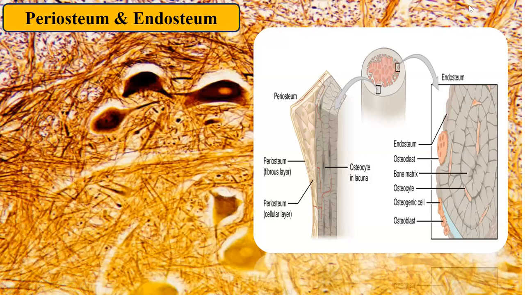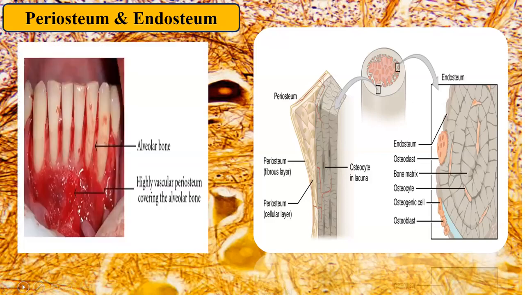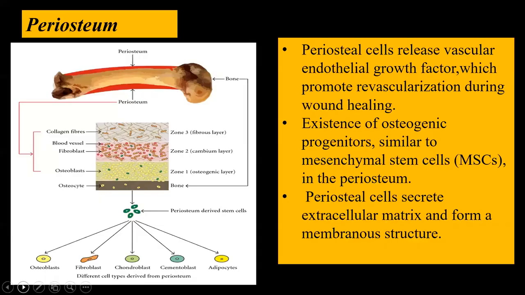Let's have a look at periosteum and endosteum. The periosteum lines the outer portion of the alveolar bone, and the endosteum lines the inner wall of the alveolar bone. When you look at the periosteum, again, it is not asked as a short note. In this picture, I hope it is very clear for you. In the left side picture, you can see the periosteum covering the alveolar bone. You can see it very clearly when you do clinical cases and surgeries.